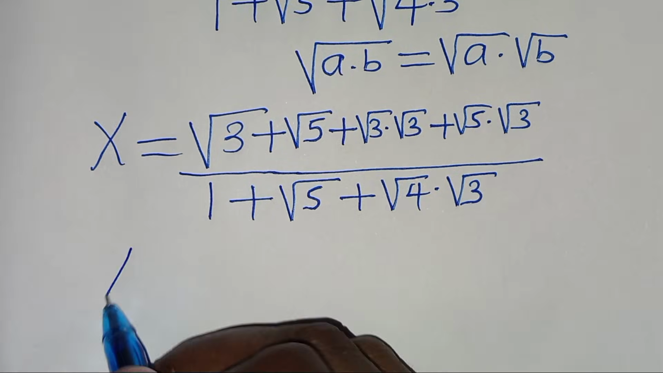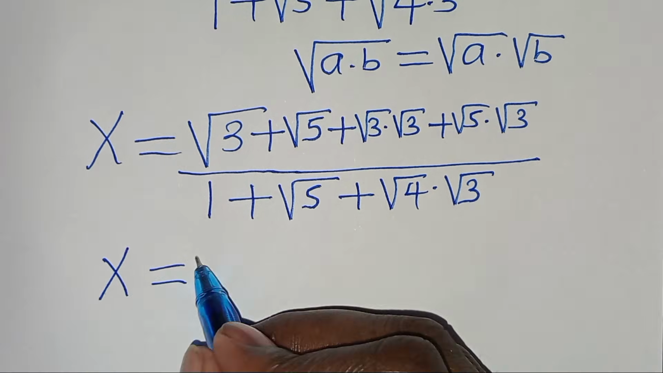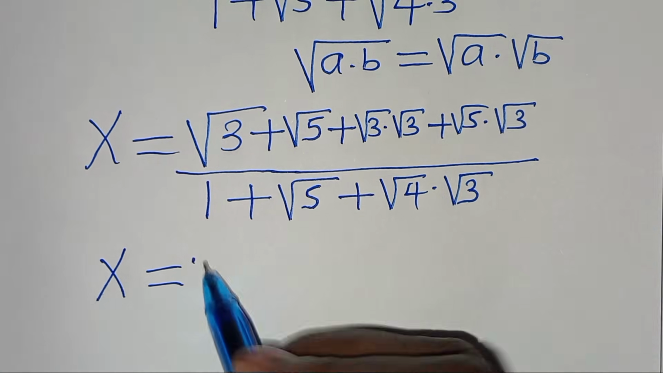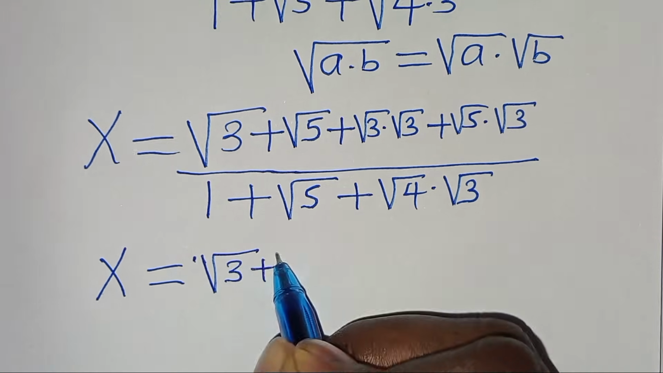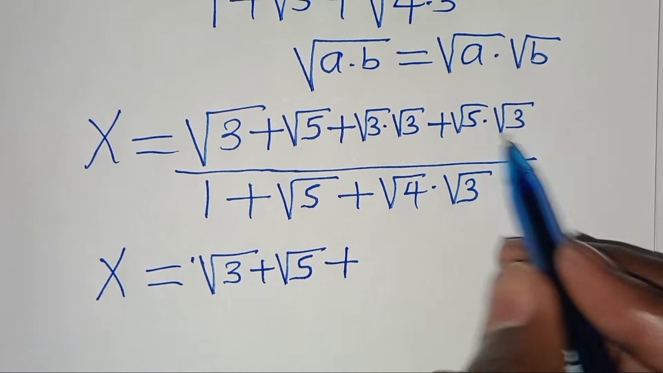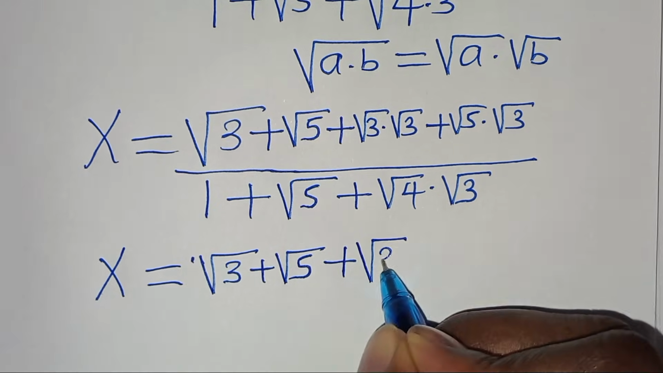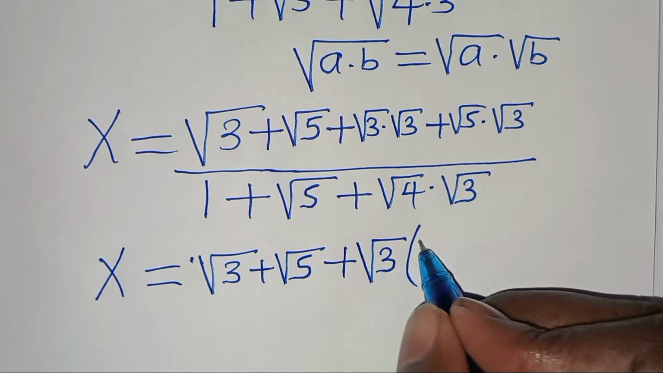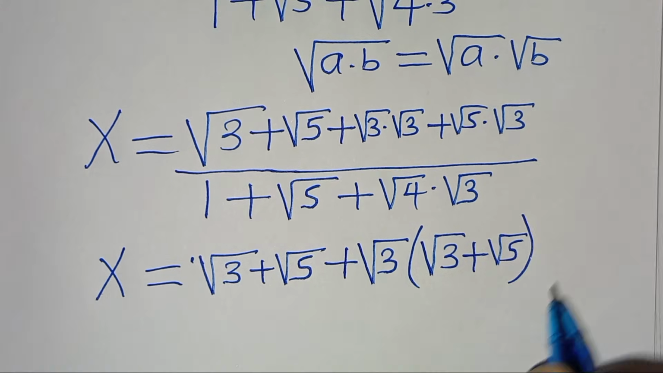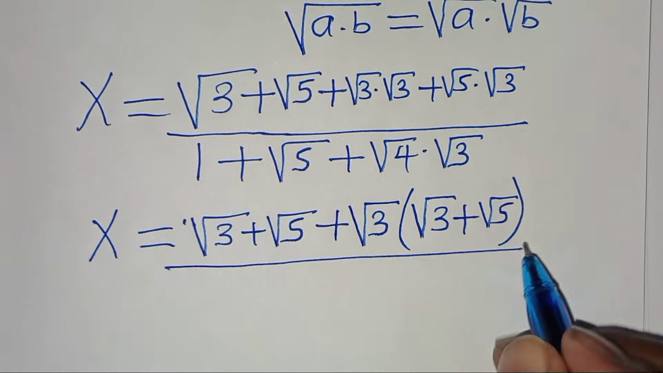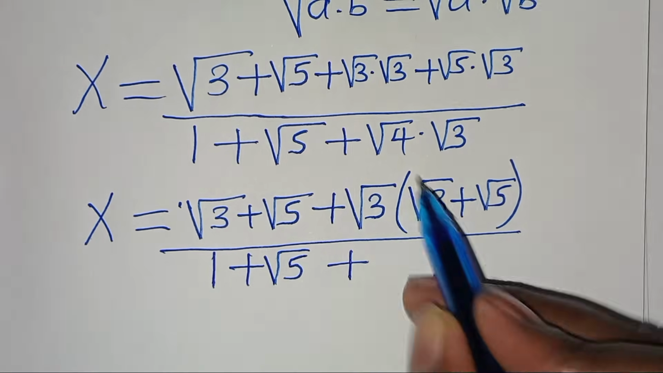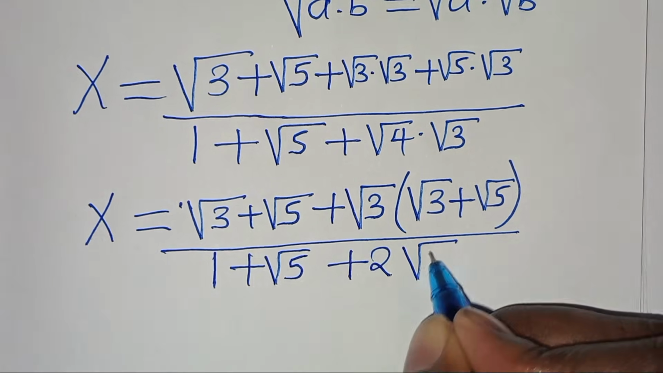The next step is that we have x is equal to the square root of 3 plus square root of 5, then plus square root of 3. Square root of 3 is common here, so we can factor out square root of 3 into the parentheses. This is square root of 3 plus square root of 5, close the parentheses, divided by 1 plus square root of 5 plus square root of 4, which is 2, square root of 3.